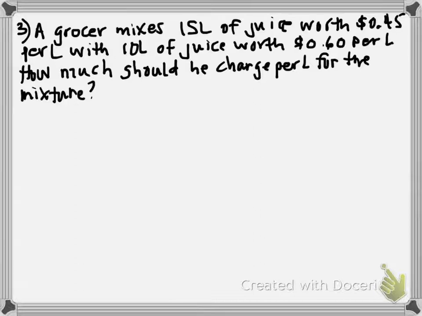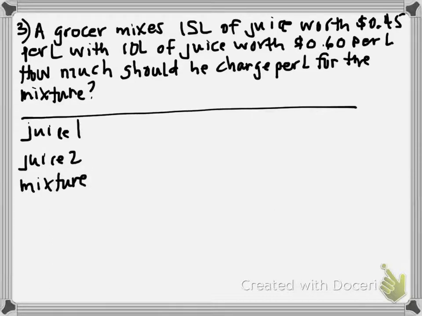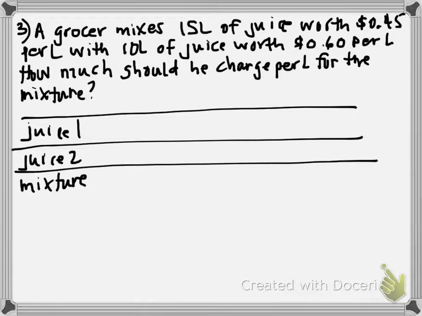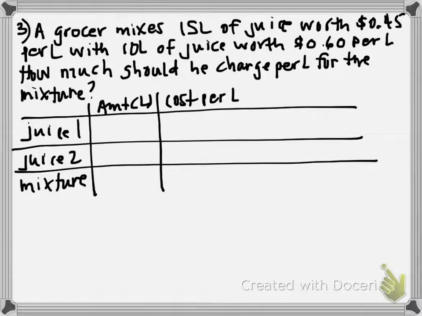All right, so I'm just going to call them juice 1 and juice 2 since they really didn't distinguish the kinds of juices. They didn't say like apple and cranberry. You could call it juice A, juice B. And then we've got the mixture. And then we're going to have amount, which is in liters this time. Helps me track my labels. And cost per liter. And then we have total cost.